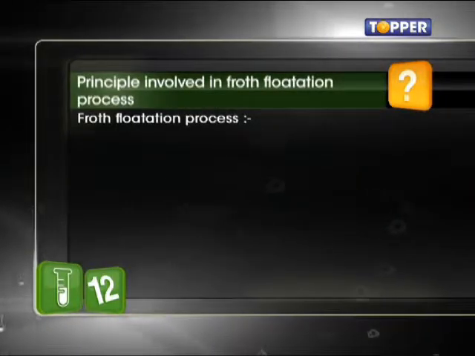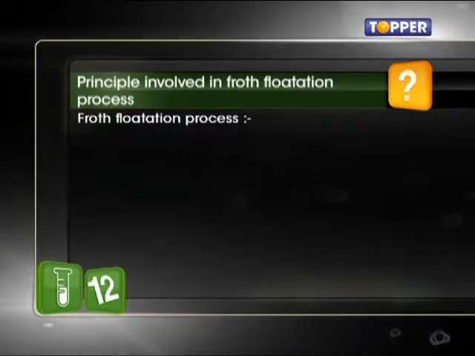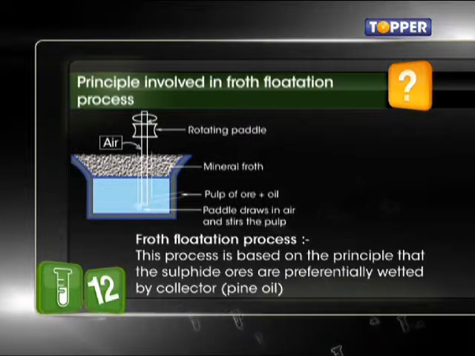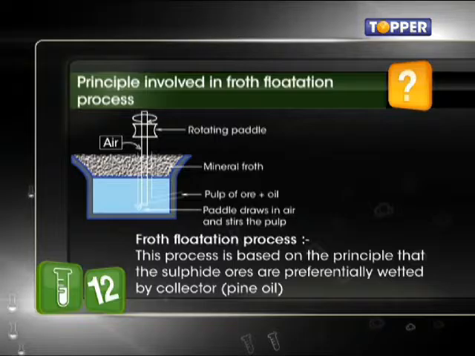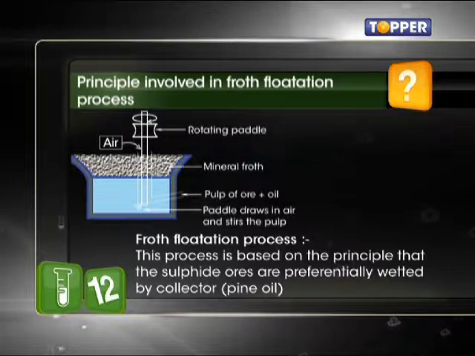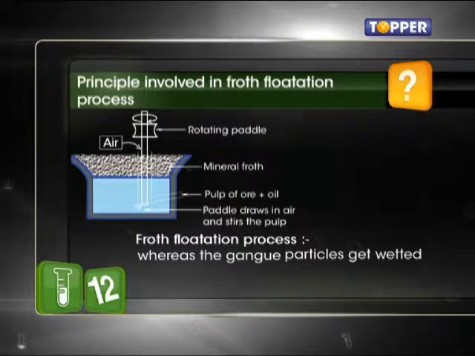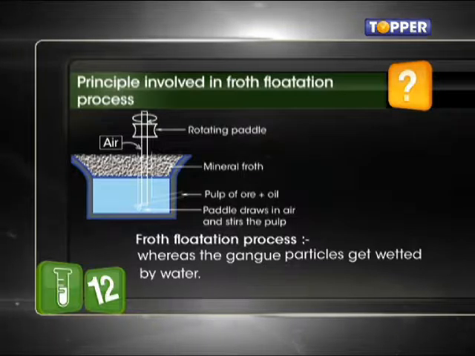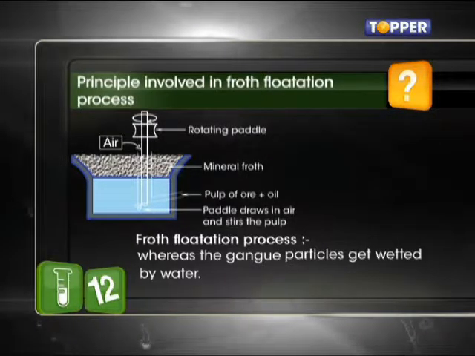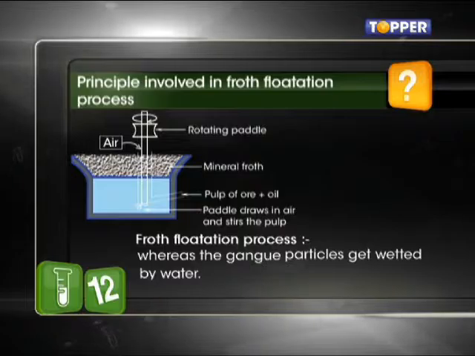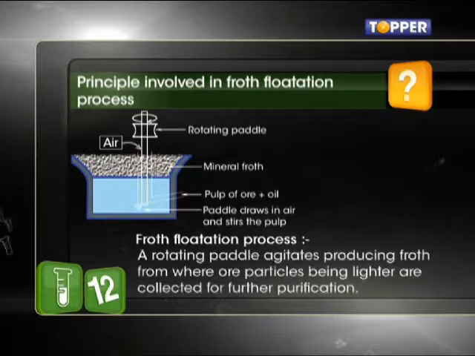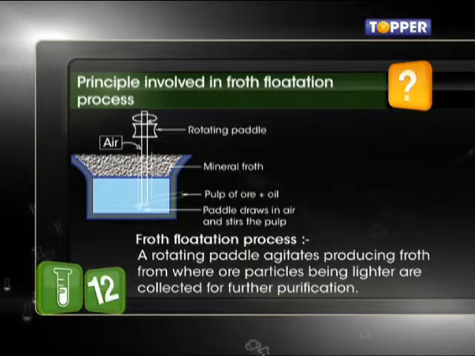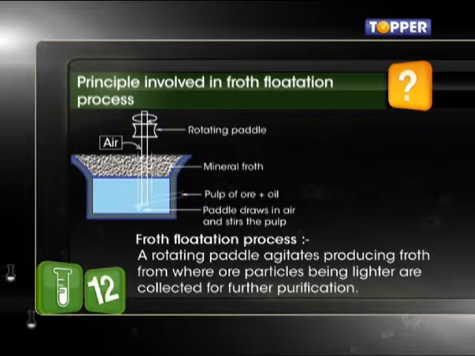For the first part, that is froth flotation process, you'll write that this process is based on the principle that the sulfide ores are preferentially wetted by collector, which is generally pine oil, whereas the gangue particles get wetted by water. A rotating paddle agitates, producing froth from where ore particles, being lighter, are collected for further purification.